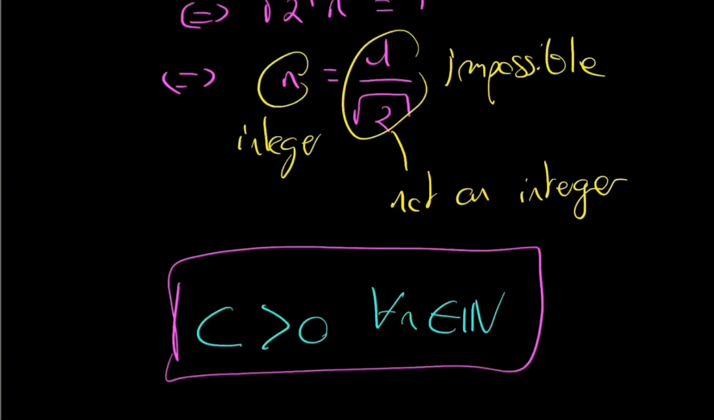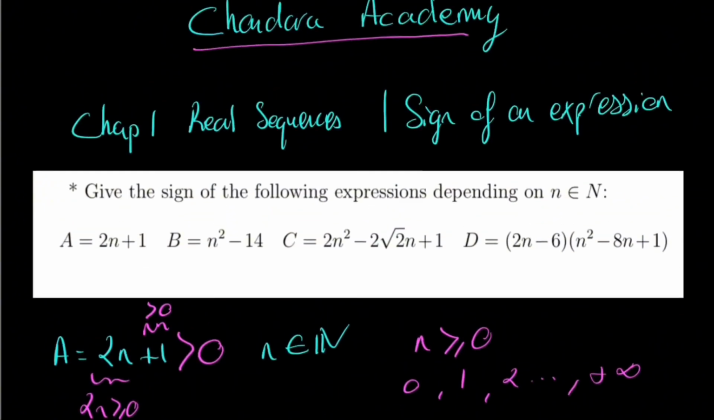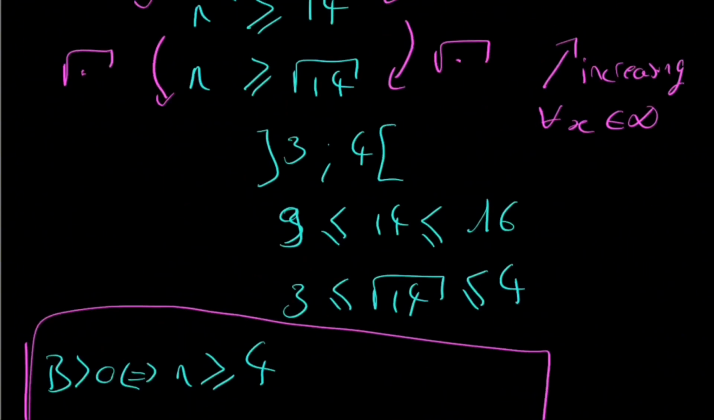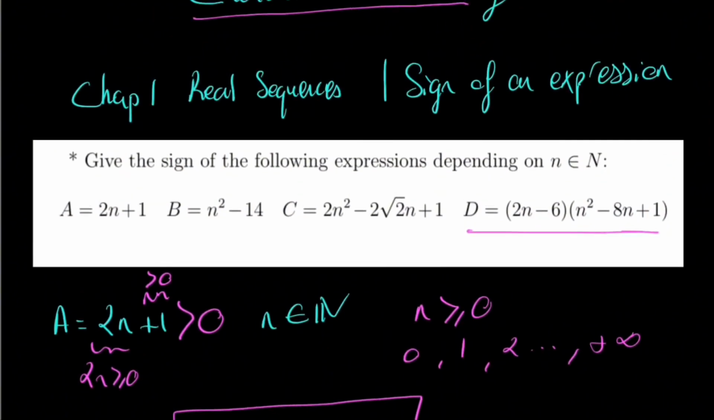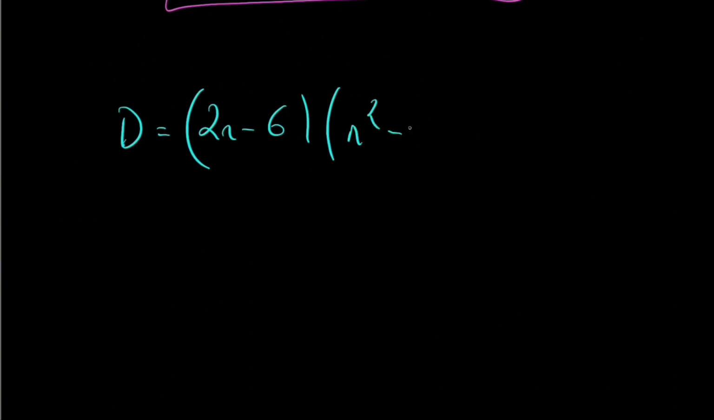So the exercise goes from the least difficult to the most difficult, and now the most difficult, because we will have to think a little bit to solve it. So d is equal to (2n minus 6) times (n squared minus 8n plus 1).